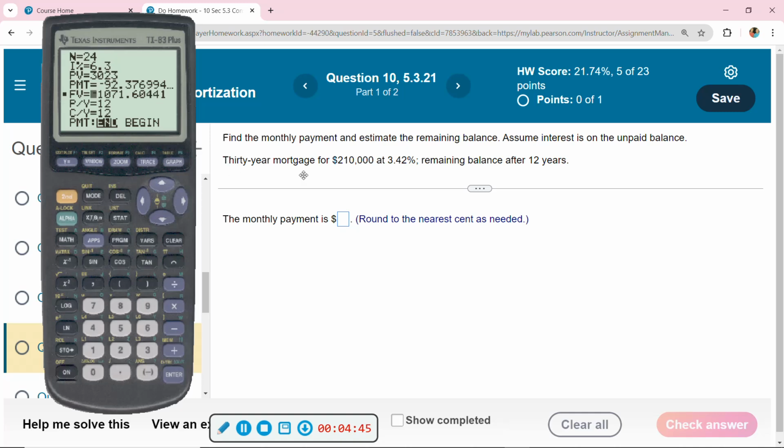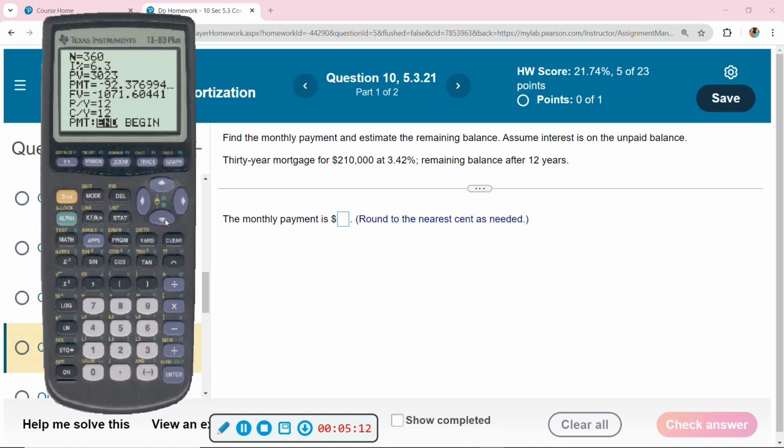It's a 30-year mortgage. We want to calculate the monthly payment and then how much is remaining after 12 years. That's going to be a good one. Okay, so let's go ahead and start here. 30-year mortgage, that means 30 times 12, 360 payments in a 30-year house loan.